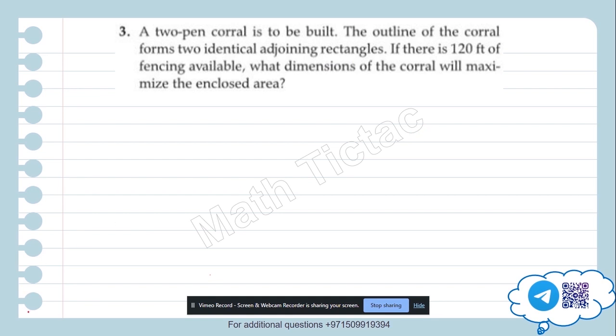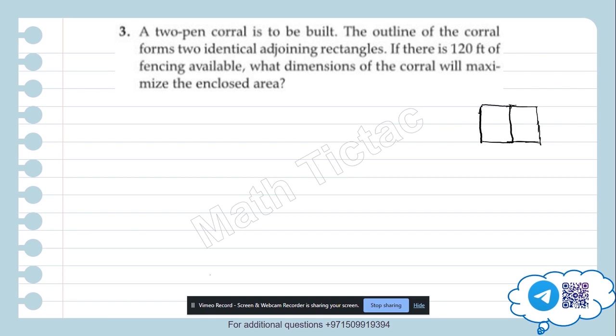Adjoining rectangles. So in here, just a graph prototype. So in here we have the first rectangle. That's it. And this is the second rectangle. That's it. So they are sharing the same side, same one side.